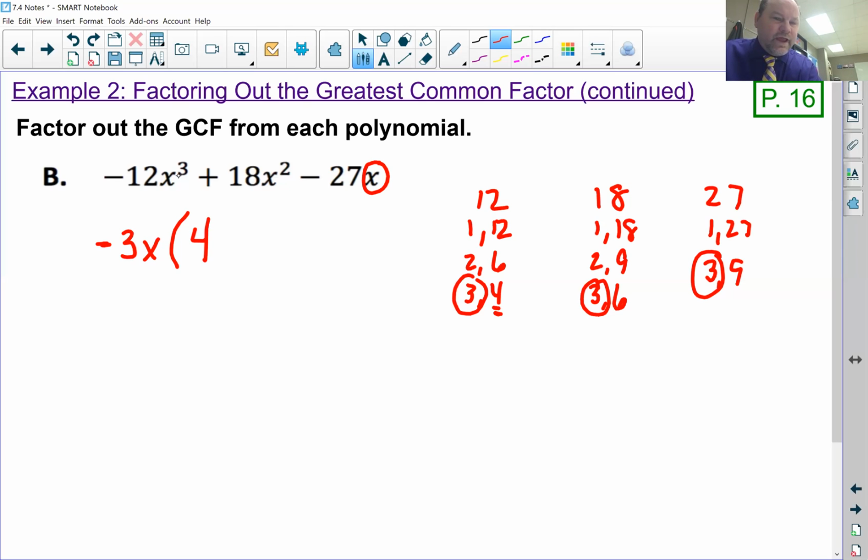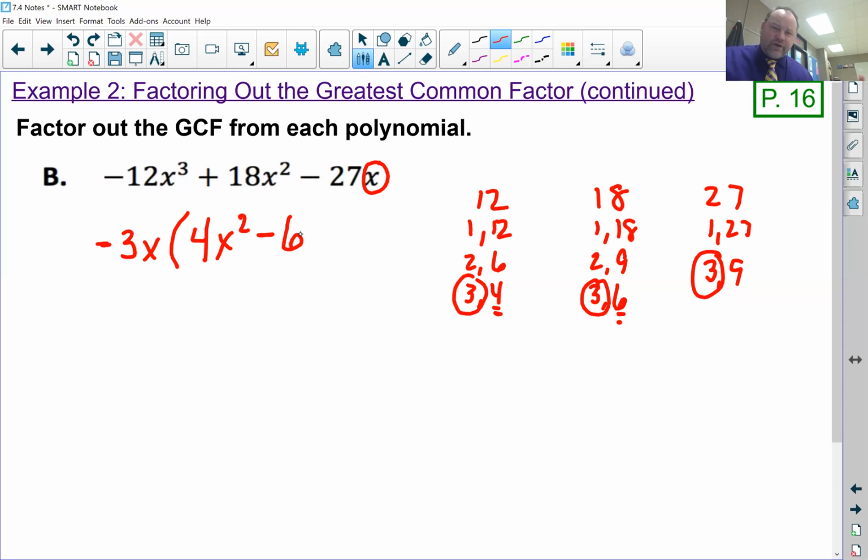And I had x cubed, x times x times x, but I factored out one of the x's, so I'm left with x squared. The 18x squared was positive. We factored out a negative, so it's going to change signs. And 18 divided by negative 3 is negative 6.